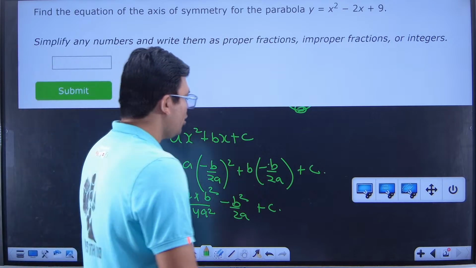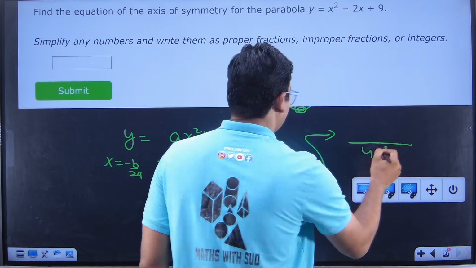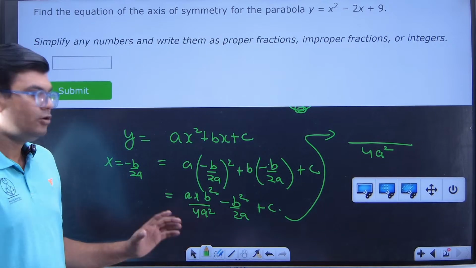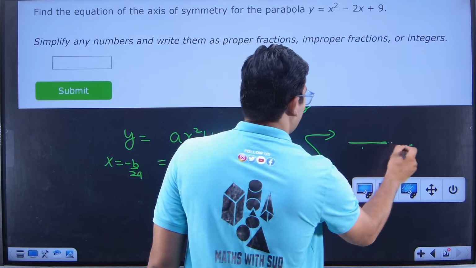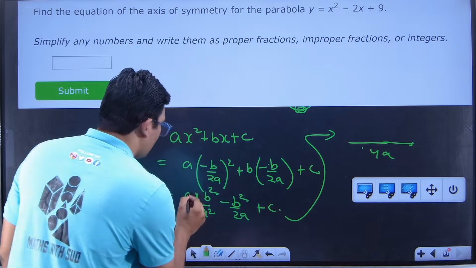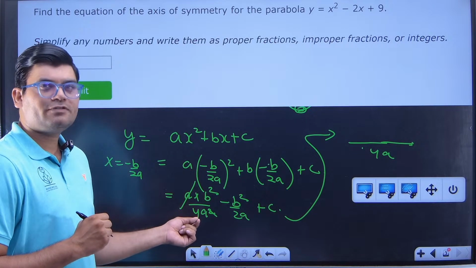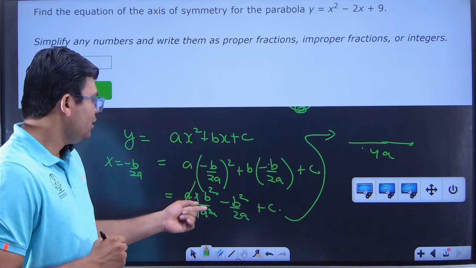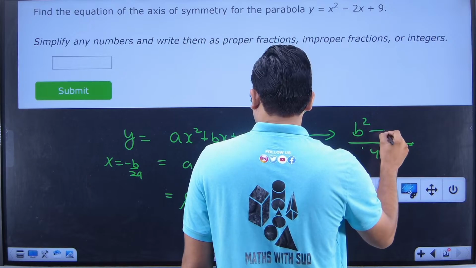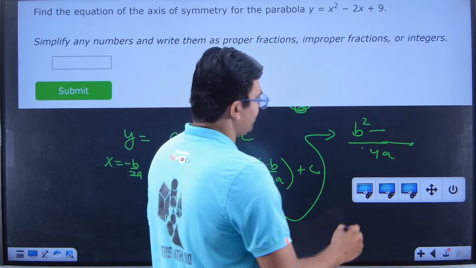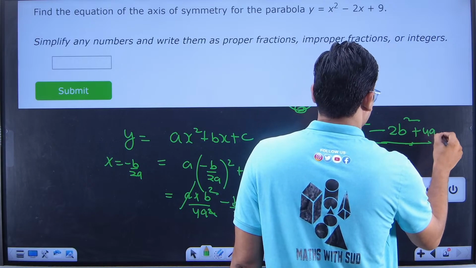Now if I take the LCM of this, I hope that you understood this part. Not 4a squared, sorry, the LCM will be 4a. Why? Because this a will cancel this square. So this will have b squared by 4a, and so I can write this like b squared minus 2b squared, and then plus 4ac.